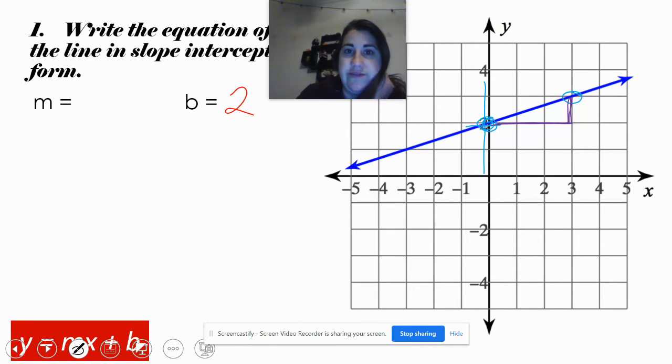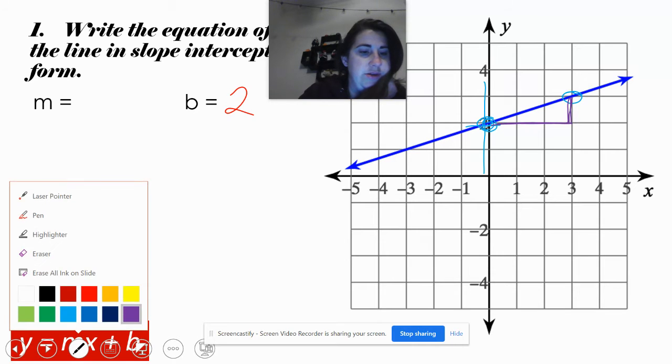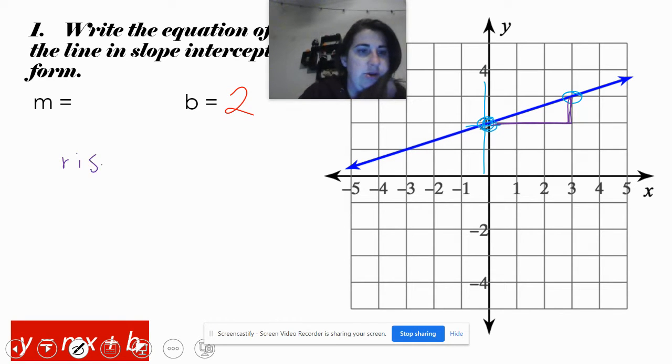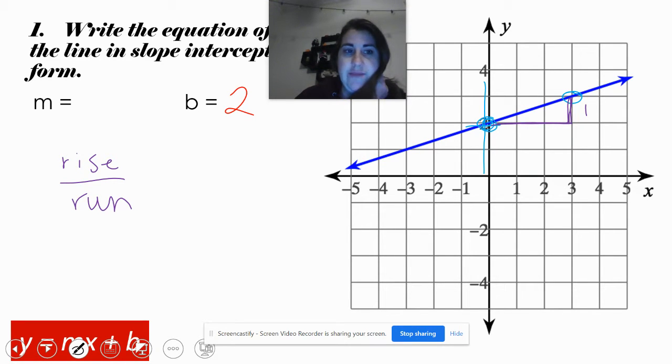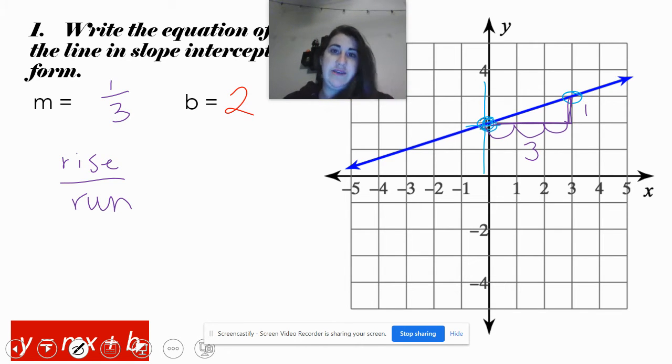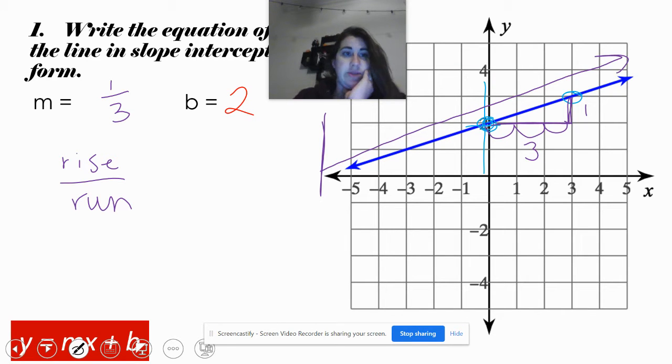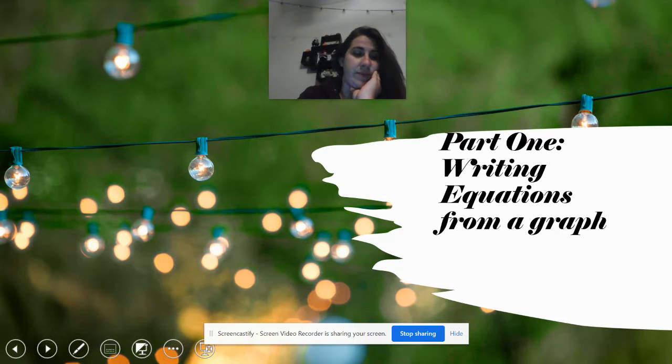And remember, to find the slope, it's rise over run. So I'm counting my rise as 1 box, and my run between the 2 points in my slope triangle is 1, 2, 3. So my slope is going to be 1/3. Now, is it positive or negative? If I start over here and I follow the line, my finger's going up. So it's going to be a positive 1/3, right?